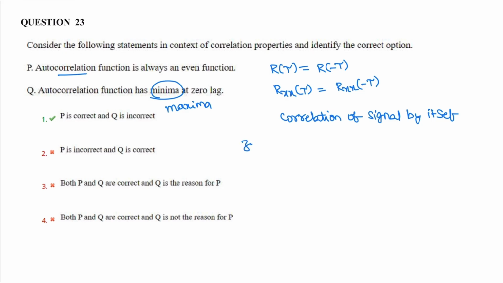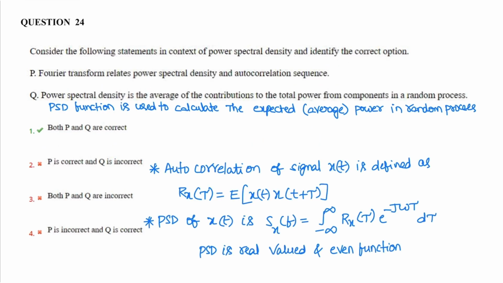Zero lag means no time shift, zero time shift. At zero time shift, the autocorrelation function value is maximum. P is correct, and Q is incorrect.